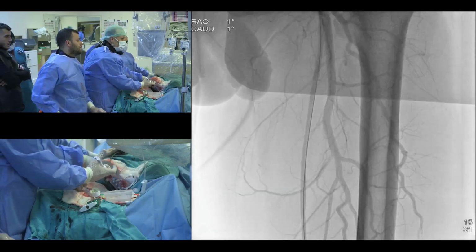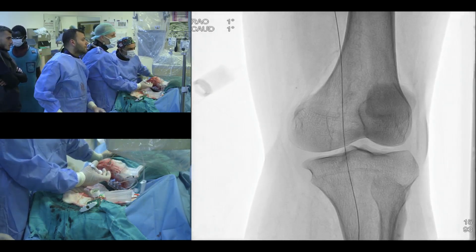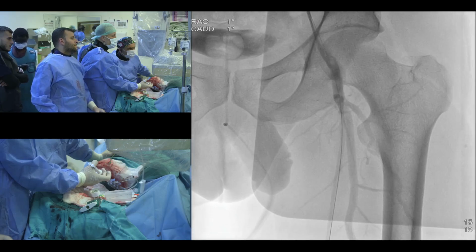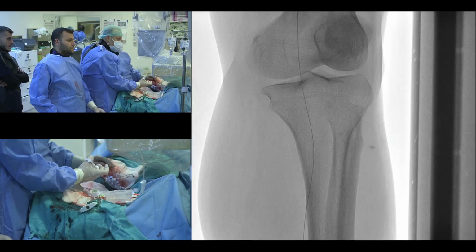Ersan abi, the other cath lab is ready and if it is okay, we want to connect there and we will come back soon, okay? Okay, we will go on for the distal SFA.